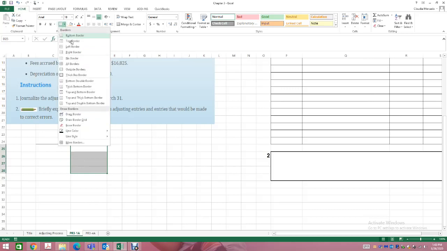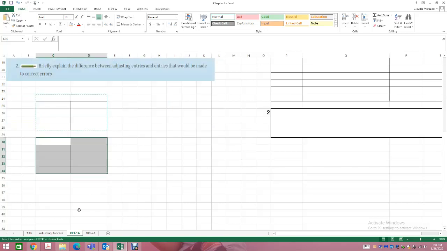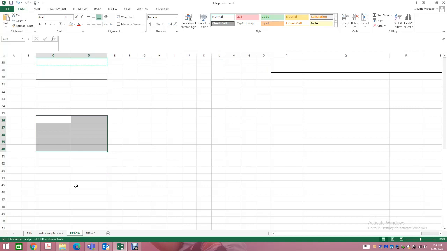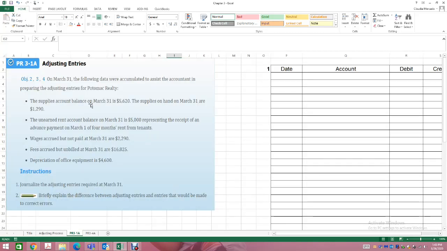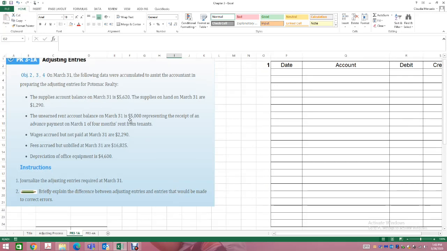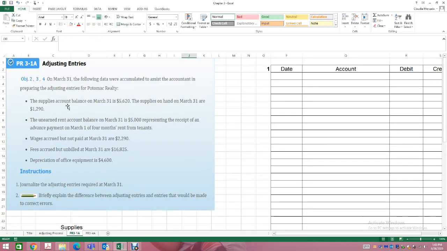Okay, and let me just do this real quick for you. That way we're able to see it. Okay, and then maybe I'll just copy it down. Copy that. That way if we need to show it, we'll have some examples here. Okay, so let's work on the first one. The first one that we're talking about deals with supplies. Okay, supplies is an asset. If you buy them, the supplies belong to you. Okay, so I'm going to put the word supplies here, and I'm going to merge it. Okay, and they tell you that as of March the 31st, you have a balance of $5,620.